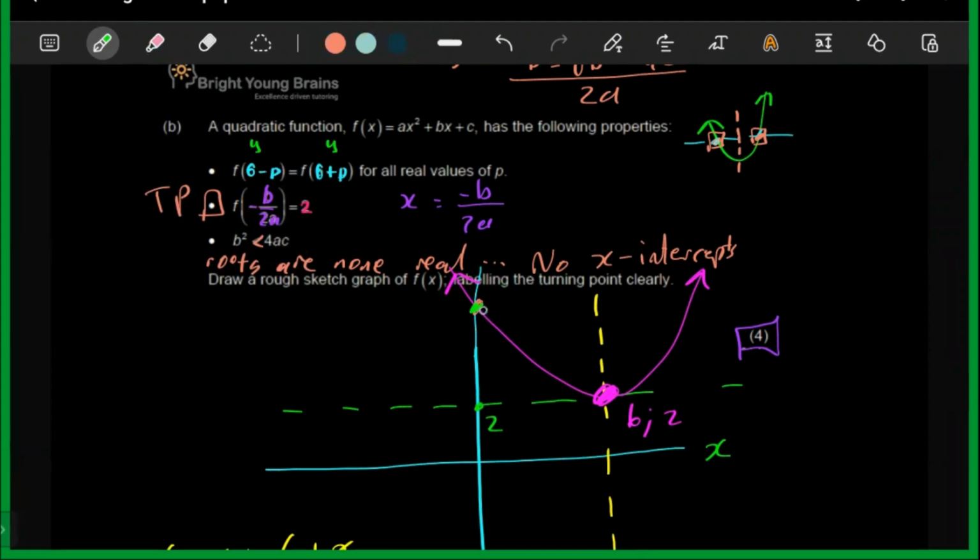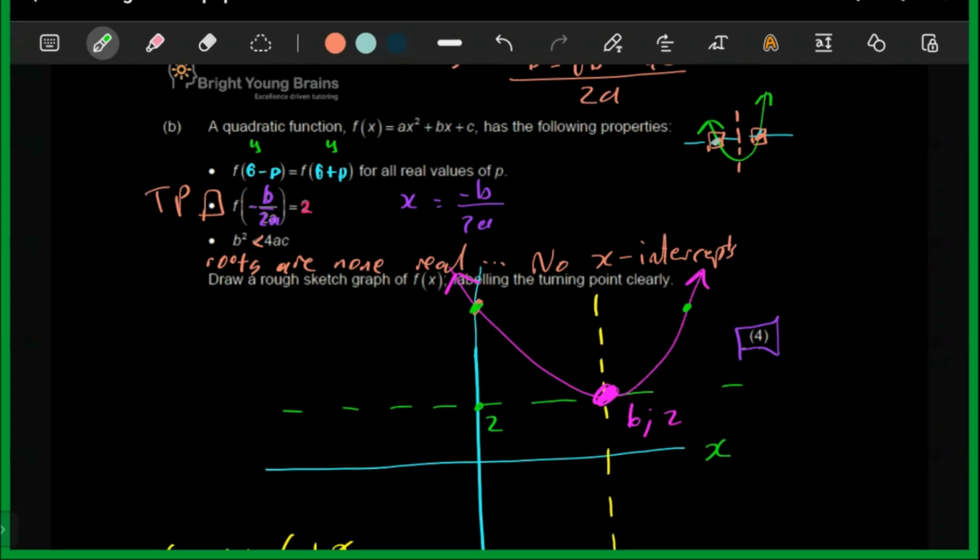What you know is this point and this point, the y value is the same. So if this is a positive number here, P, this and this, if P is positive, judging from the question, they only ask for the labeling of the turning point and our shape. So we have our shape, we labeled the turning point. This should be good enough.